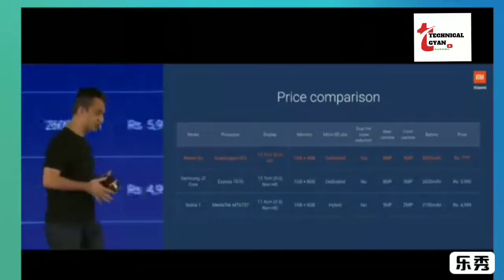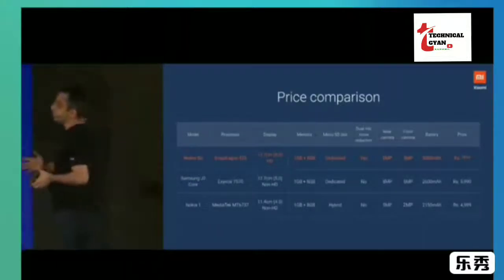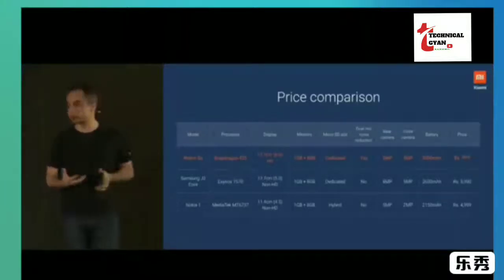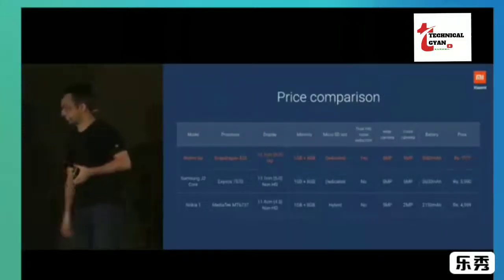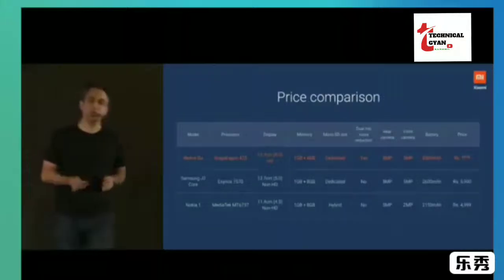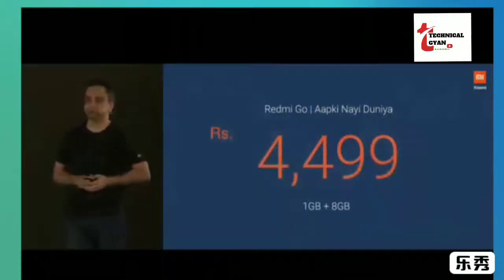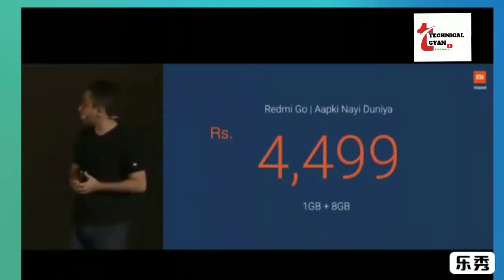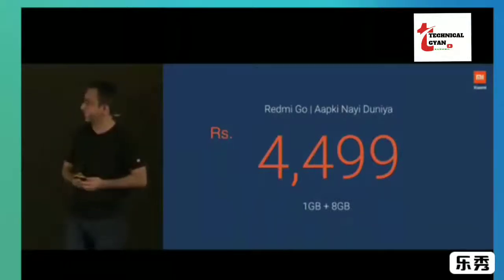It has the best cameras amongst all the Go devices, both in the front and the back, and of course a much larger battery, which again we know is extremely important for the consumers. Like I said, these devices are 6,000 and 5,000 each. You will be able to get the Redmi Go starting at... So the Redmi Go, jo deta hai aapko aapki nayi duniya, will start at 4,499 rupees, and this is for the 1 GB plus 8 GB version.